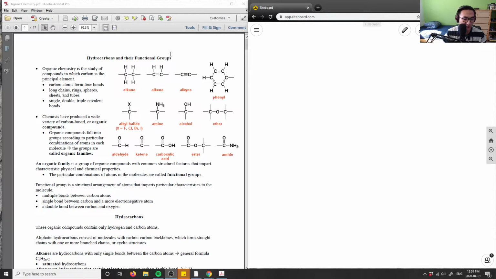Last week we talked about functional groups. We didn't go specifically towards all these functional groups here, but we talked about three main ones: alkanes, alkenes, and alkynes. We learned about alkanes with carbons single bonded to carbons, the alkenes with carbon double bonded to carbon, and the alkynes which have a carbon triple bonded with another carbon.